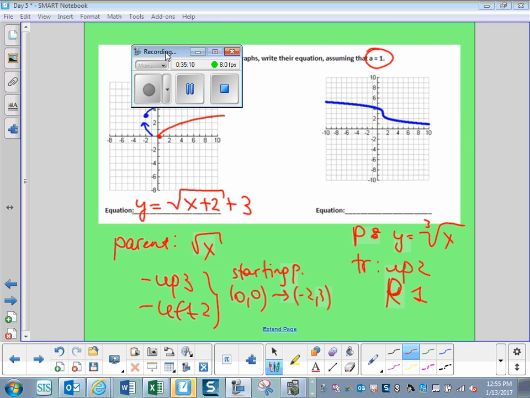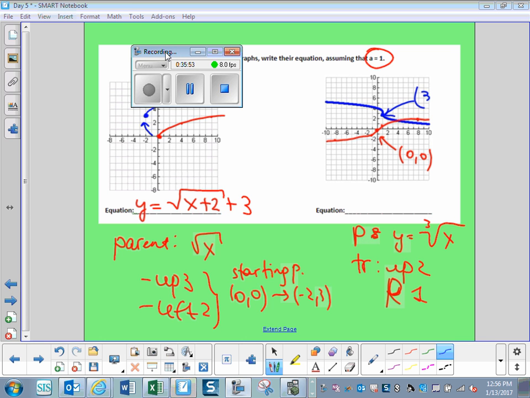My parent function, cube root of x, looks something like this. The center is 0, 0, and it goes through 1, 1, and then 8, 2. So this is my parent, right? My center used to be 0, 0. What is the center of this new function? It's 1, 3, right? It's kind of the center of the function. It divides the whole function into pieces that are almost symmetrical, not exactly, but kind of. So this is my new center.